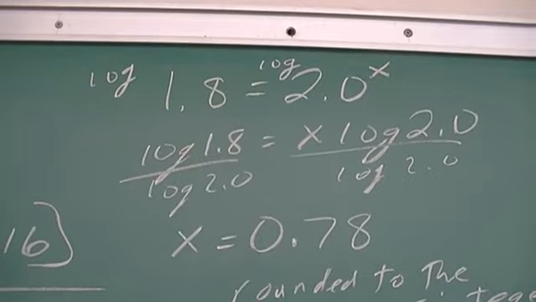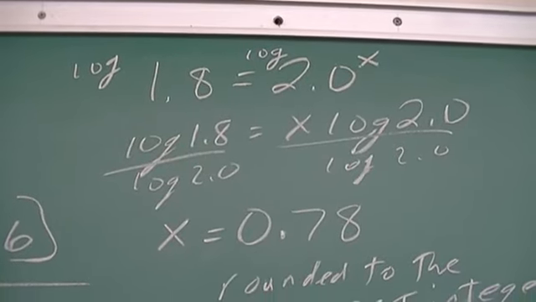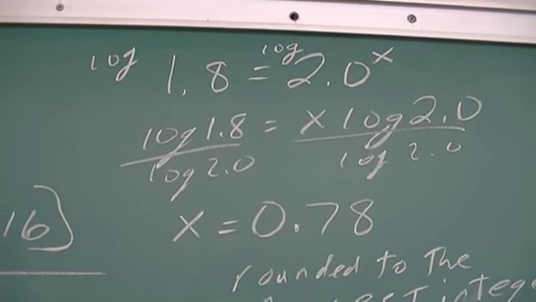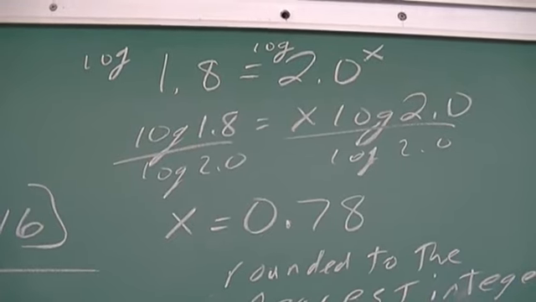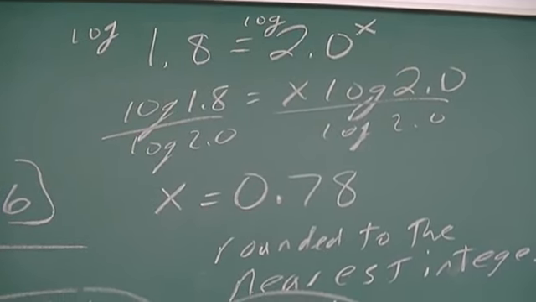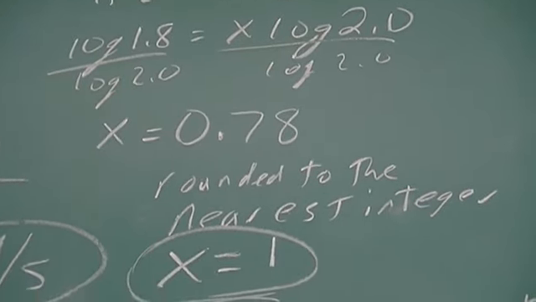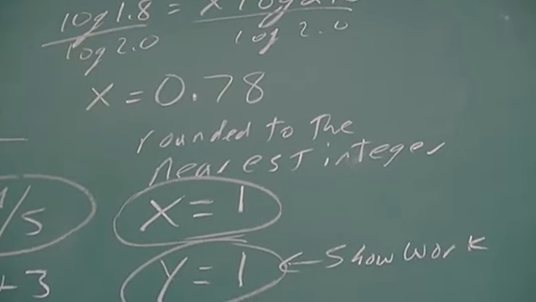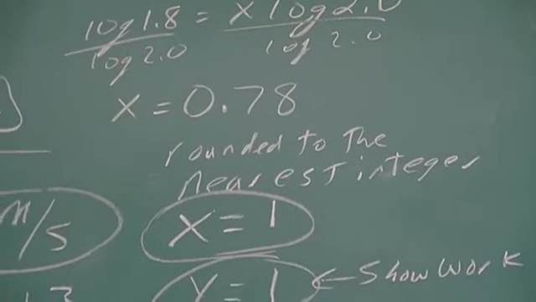You have to know your log rules. When you have the log of 2.0 raised to the x, you bring the x out in front, and it becomes x log 2.0. So you end up with log of 1.8 is equal to x log 2.0. To solve for x, you divide both sides by the log of 2.0, and you get x is equal to 0.78. On your data sheet it says to round to the nearest integer, and so that nearest integer is 1. And so our x is 1. And so it is first order with respect to our I minus.